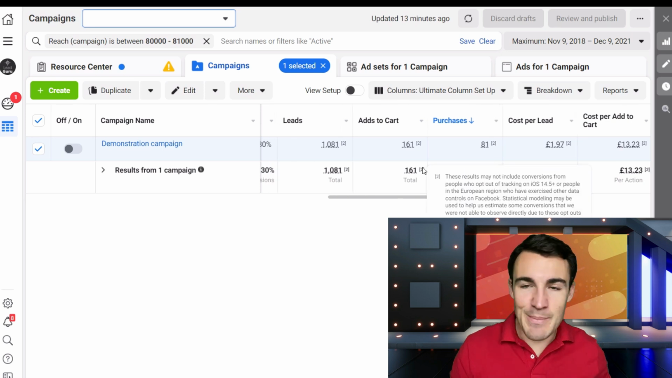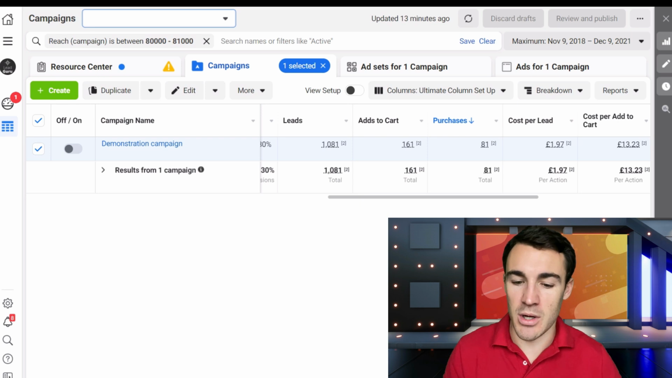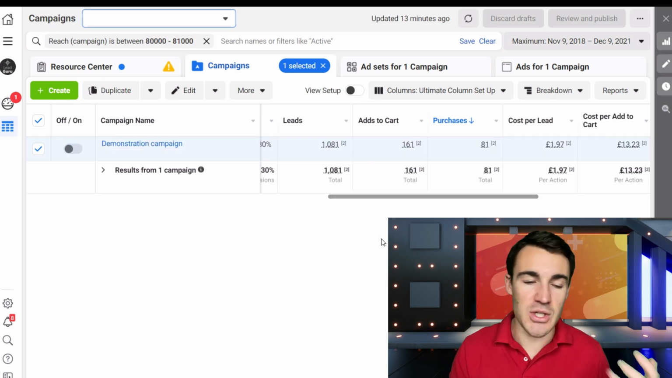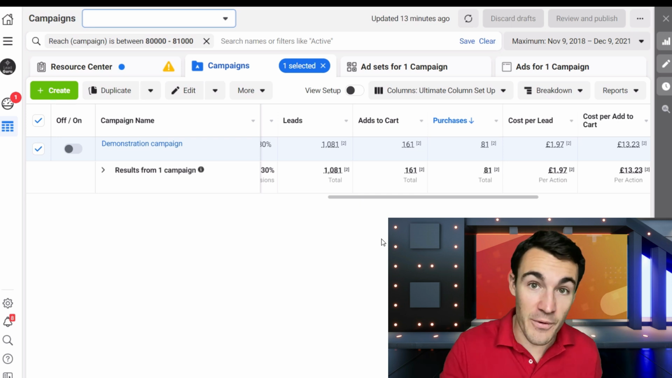If you were seeing really big drop-off rates between these stages, that would be a great indication of what you want to work on. So if you're getting lots of leads but not much add to carts, okay, is your email follow-up sequence good enough? Or is your sales page good enough? Or is the offer enticing enough?